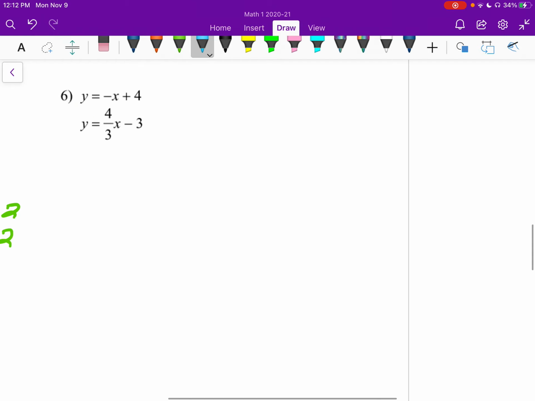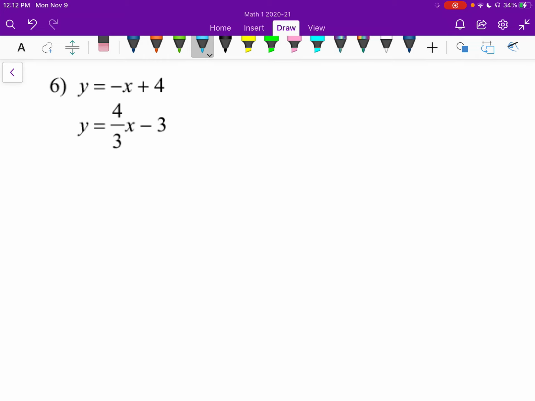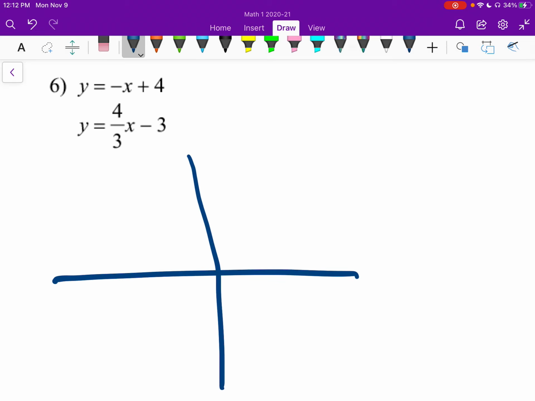All right, number 6. Now this is one that we might actually want to graph. Since I haven't done that at all, let's just go ahead and do that. So for starters, number 6, or the first one, has an intercept of 4, so 1, 2, 3, 4. I have a point there. I'm going to be going down 1 over 1. And we'll draw it just like that.